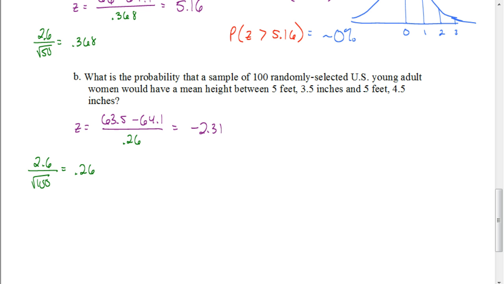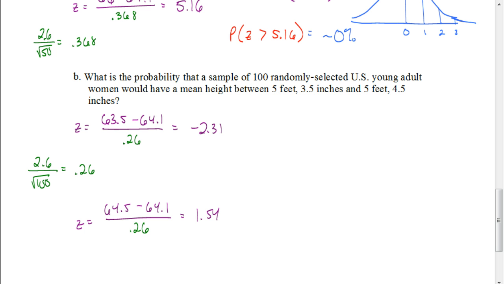And then we would do the same thing for the other height, the 5 feet 4.5 inches. That's the same as 64.5 inches. Subtract 64.1 from that and divide it by 0.26, which gives me 1.54. So that would be 1.54 standard deviations above the mean. The other one is 2.31 standard deviations below the mean.